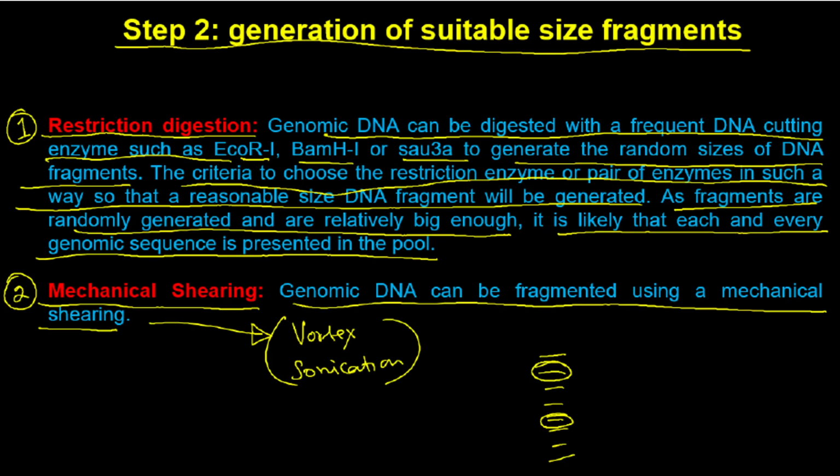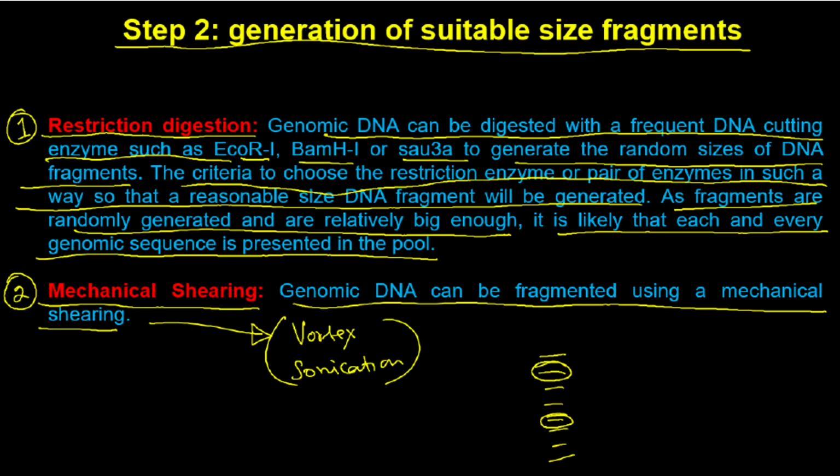It's not like we will generate very small fragments or very large fragments. It should be a suitable size. So for that, the pairs of the enzyme that will be used to digest that DNA must be decided very wisely and very thoughtfully, based on what size of fragments of DNA we want. Okay, so as fragments are randomly generated and are relatively big enough, it is likely that each and every genomic sequence is present in the pool.